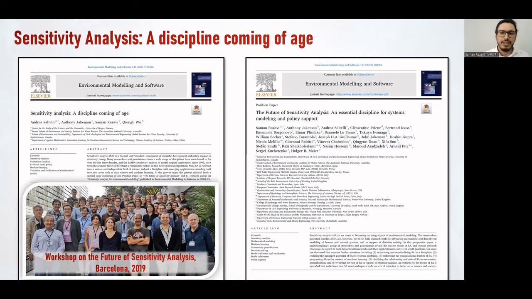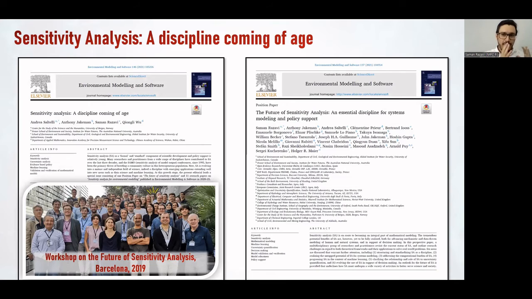So we had this fairly big undertaking in the past couple of years. Basically, a group of scientists came together back in late 2019 in Barcelona. It was just a few months before the pandemic hit, to basically ponder about the future of sensitivity analysis. And sensitivity analysis is a relatively young discipline, or a meta-discipline, because it brings different disciplines together. And back then, we pondered about, okay, how far have we come? Can we now call this a discipline that has come of age? And the answer in general sentiment was yes.